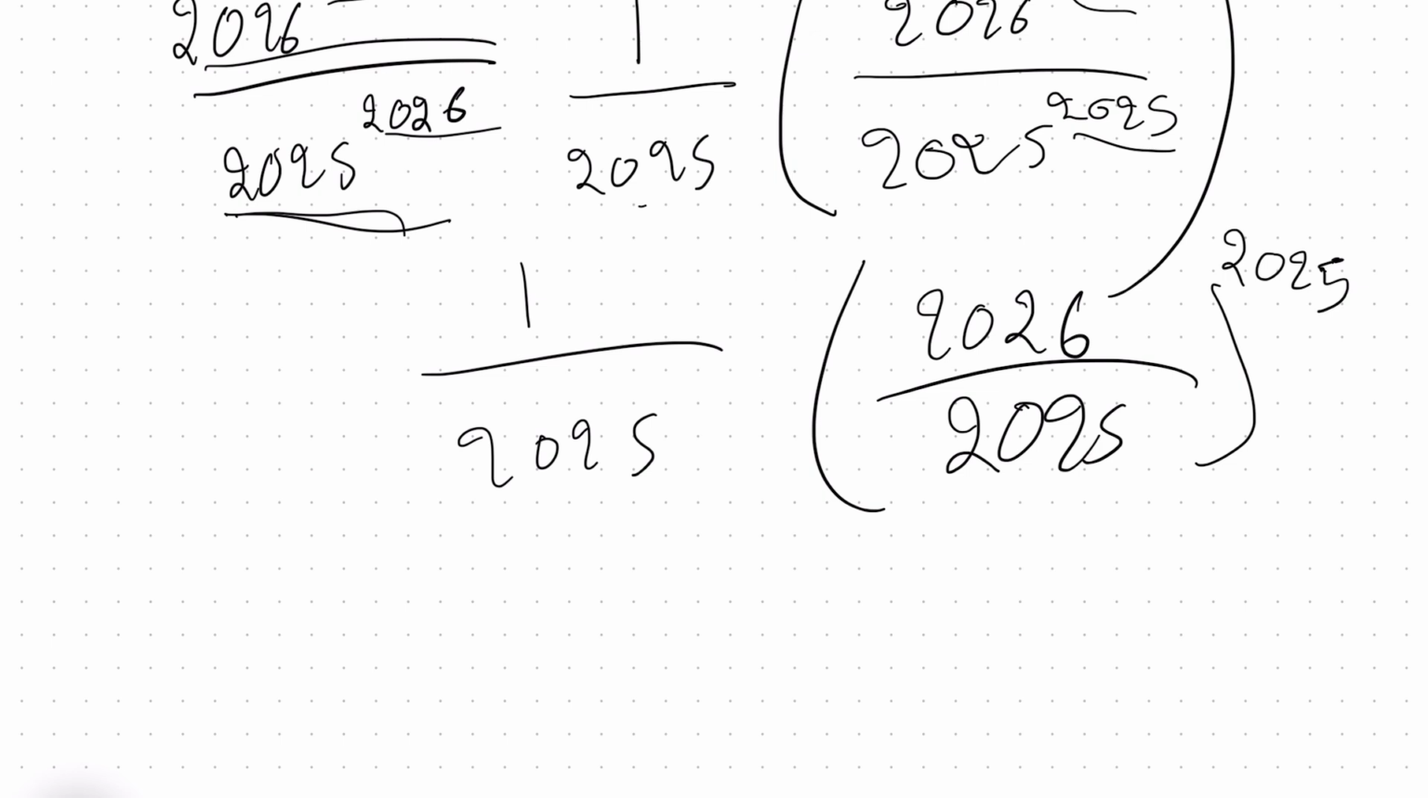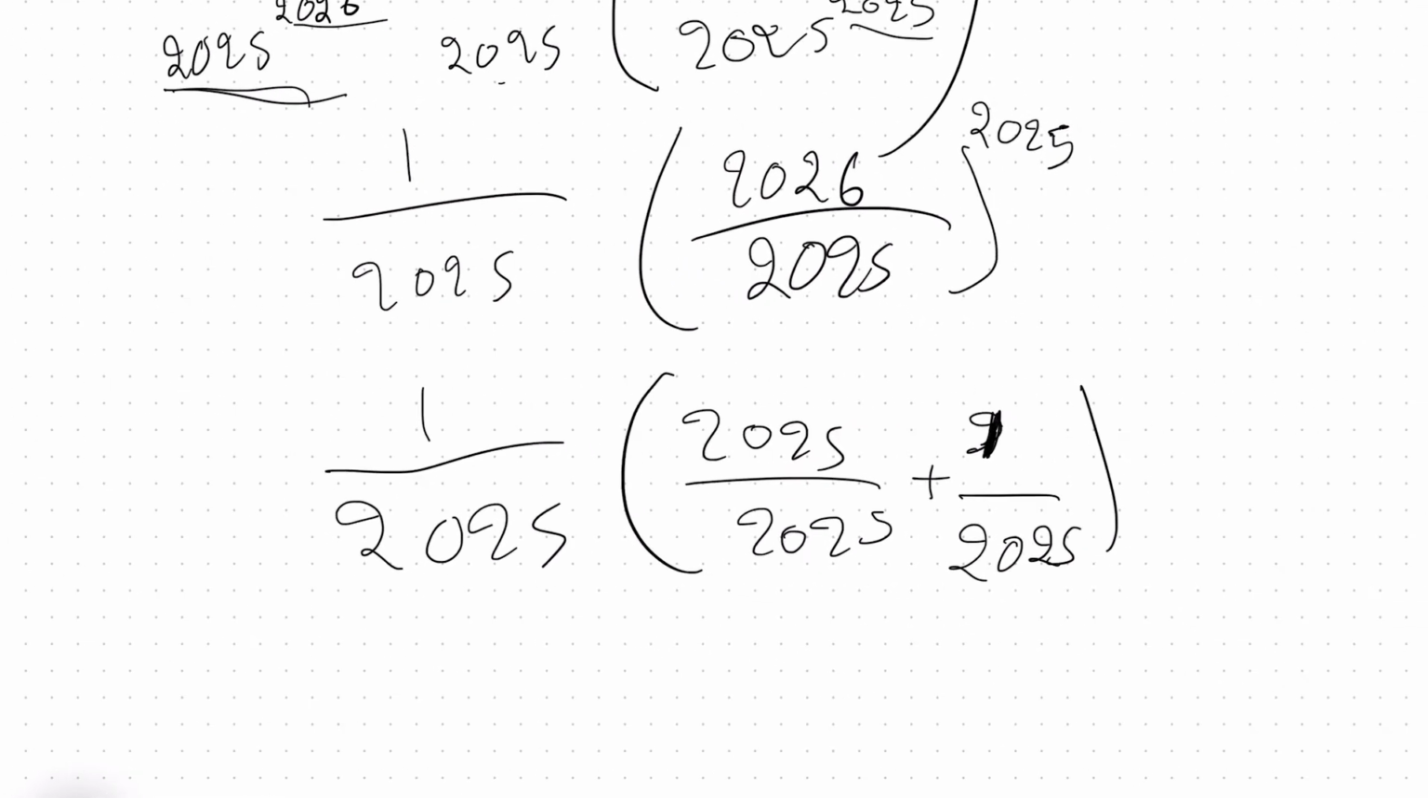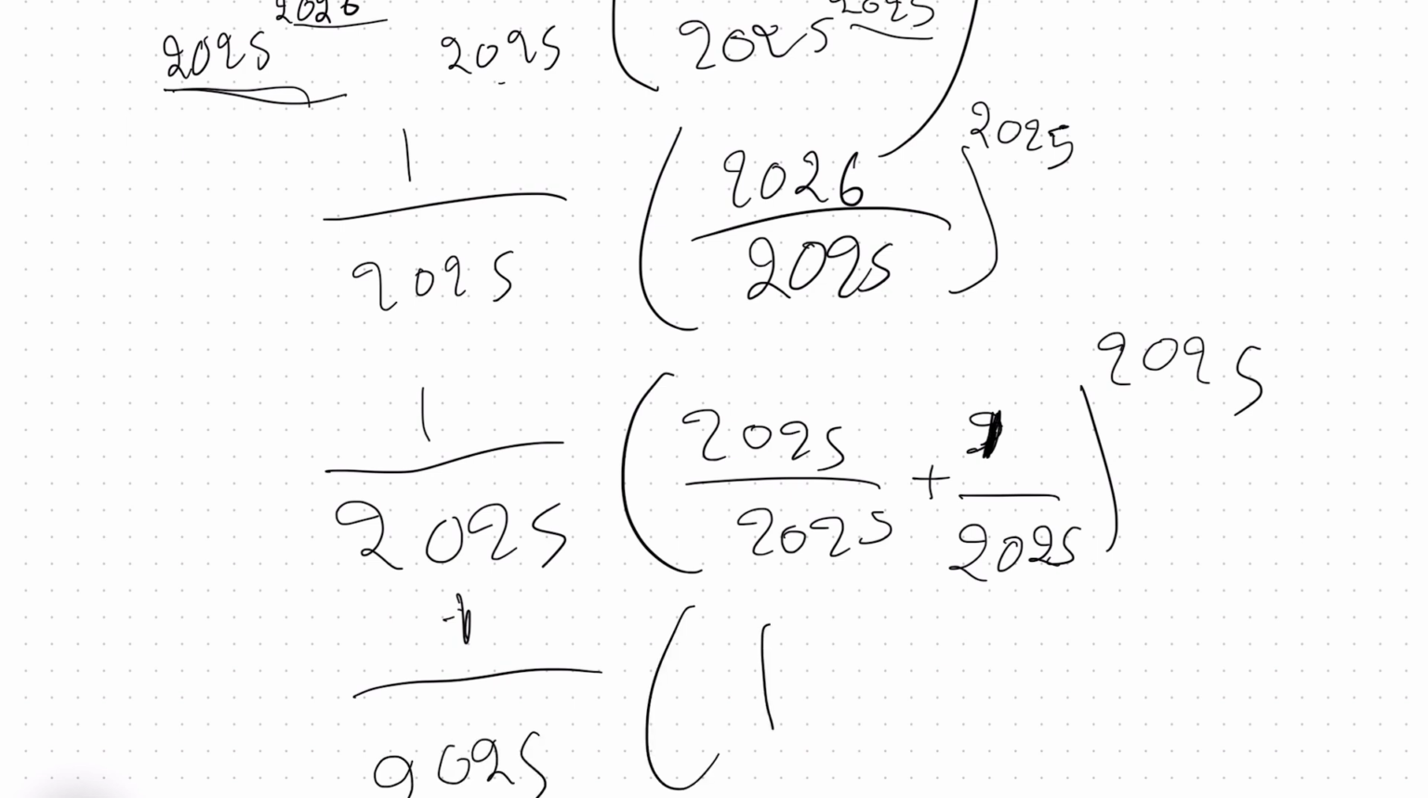Now, 2026 over 2025 is something that I can rewrite as 2025 over 2025 plus 1 over 2025, because 2025 plus 1 is going to give you 2026. And let's not forget that we have 2025 in the exponent. So then we have 1 over 2025 times (1 plus 1 over 2025) to the power of 2025.